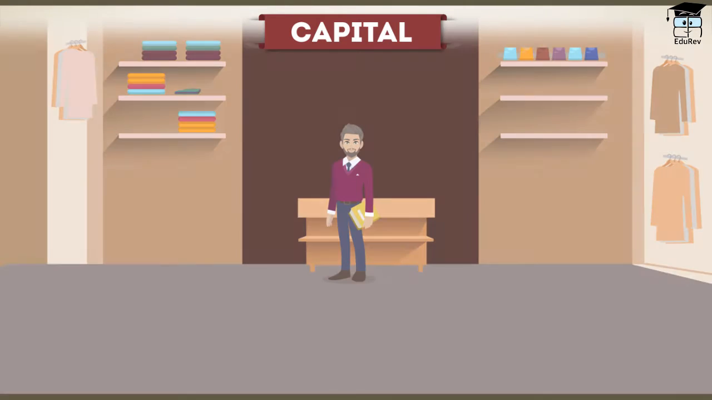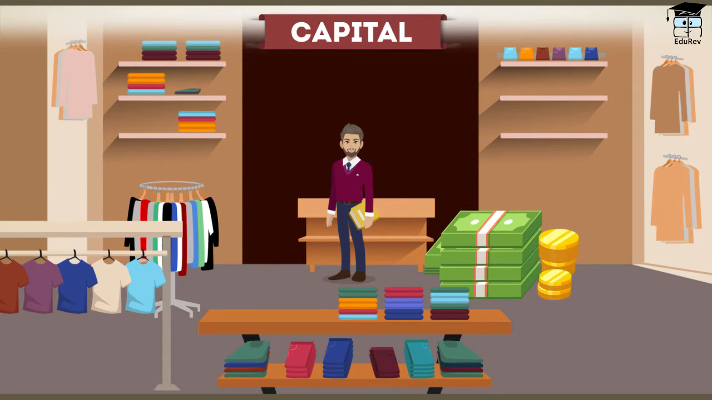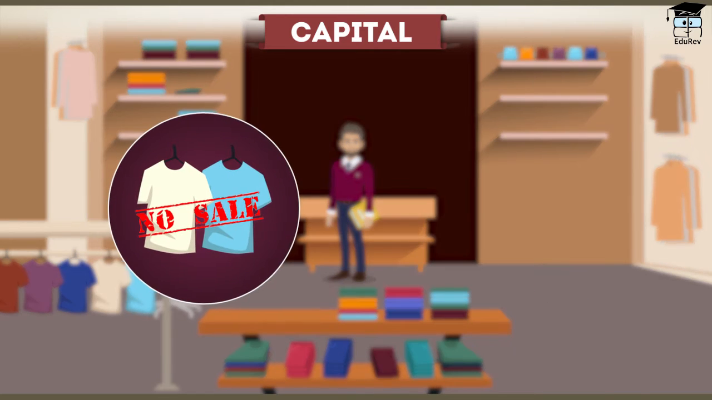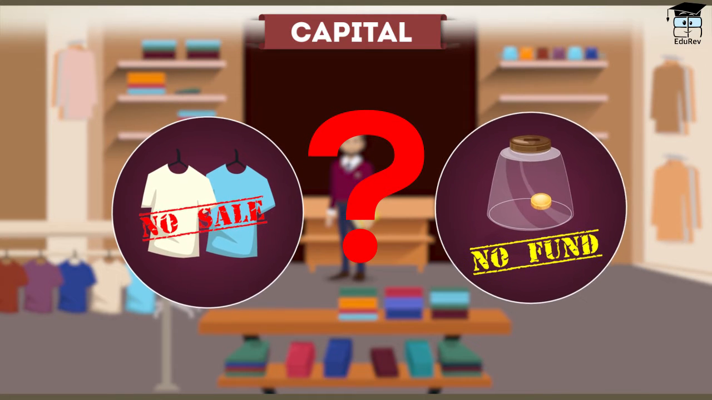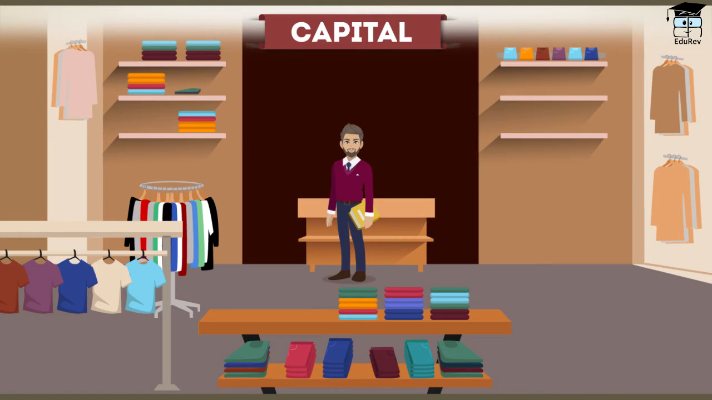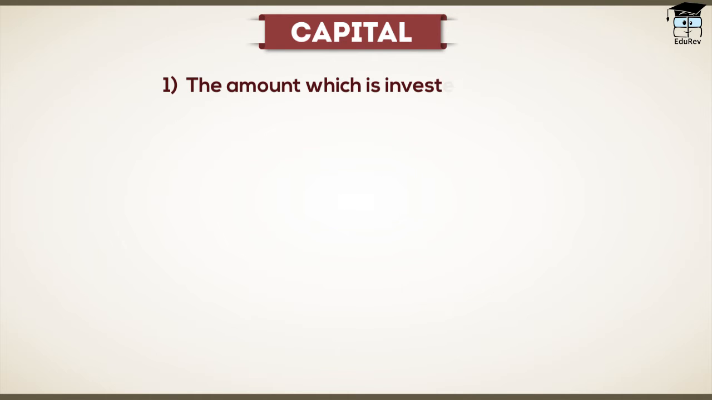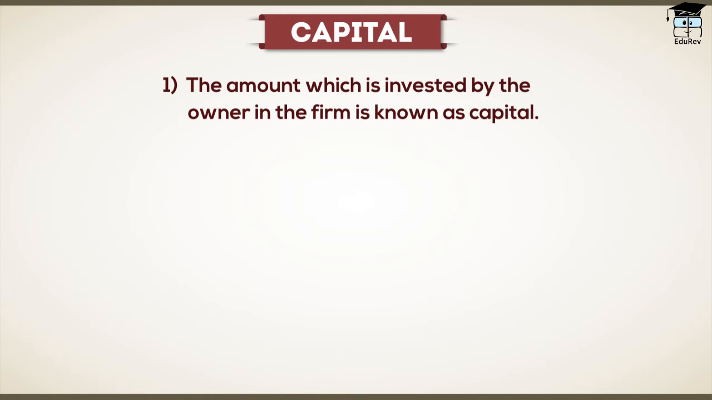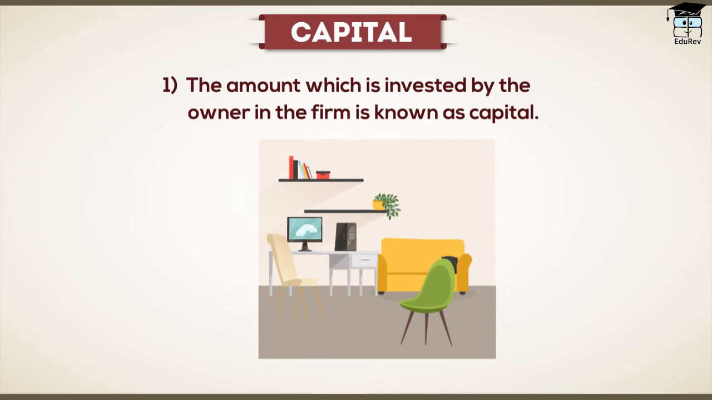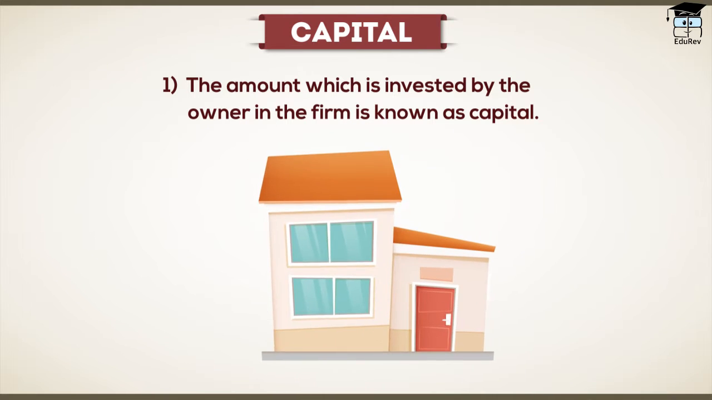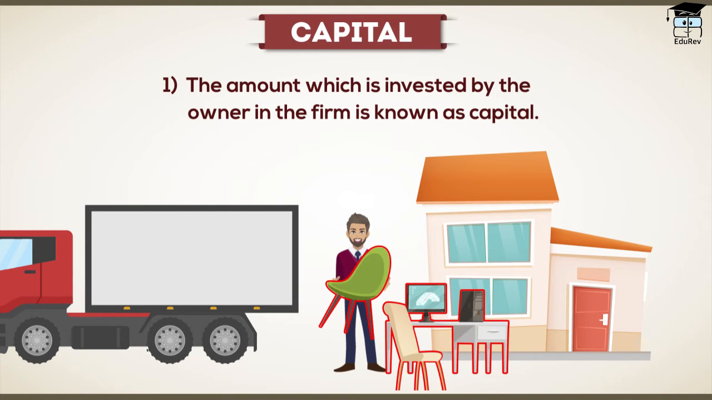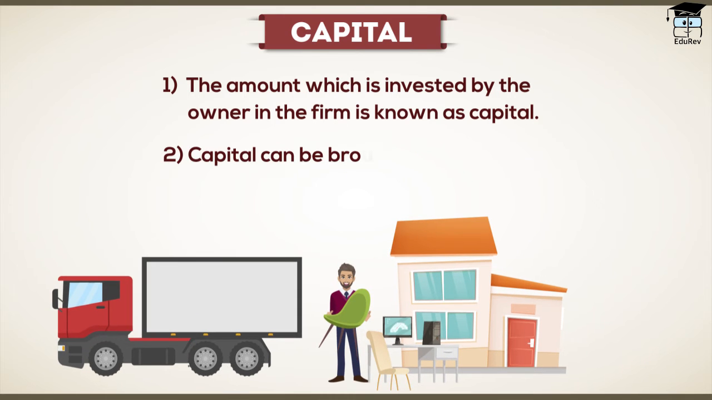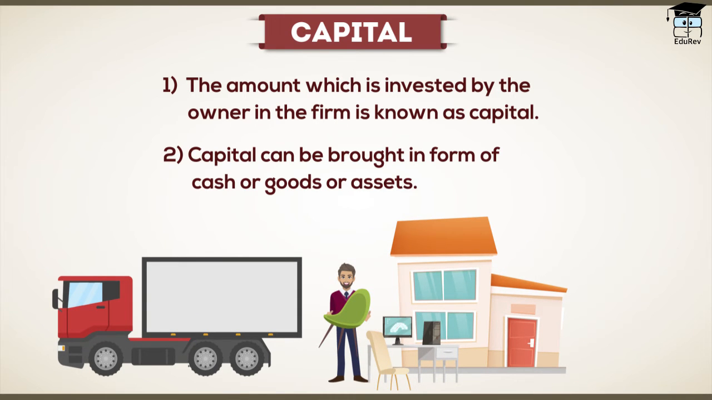We saw that when Mr. Raj started his business, he had spent a lot of money to kickstart his business. Initially, there are no sales and there are no funds in the business. Then from where would these payments have been made? Definitely Mr. Raj would have invested some money in his business, correct? So this amount which is invested by the owner in the firm is known as capital. Now there can be a possibility that Mr. Raj had an extra chair or computer at his home. So he brought the same into the business rather than buying from outside. Here the chair and the computer brought into business would also be termed as capital. So capital can be brought in the form of cash or goods or assets.